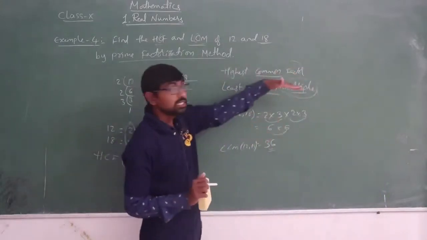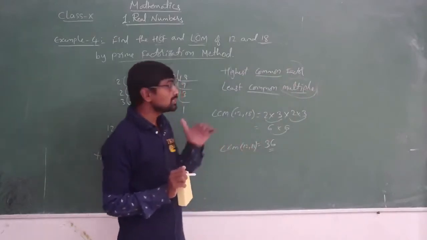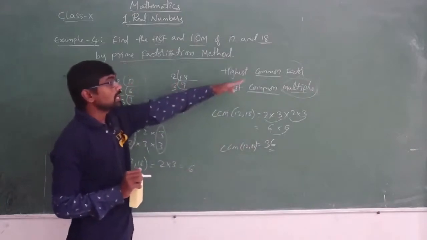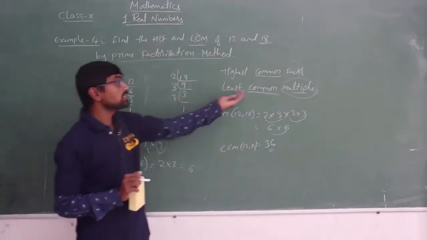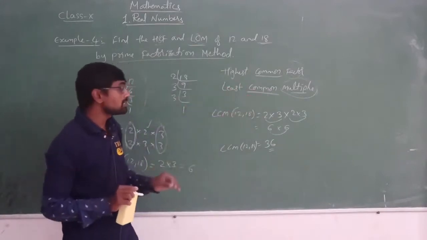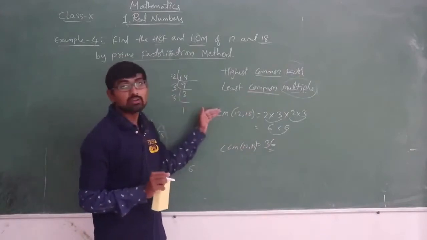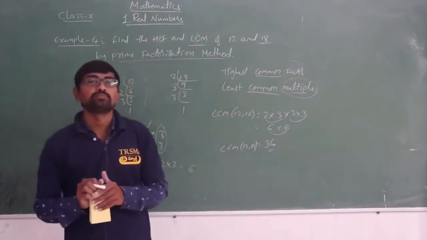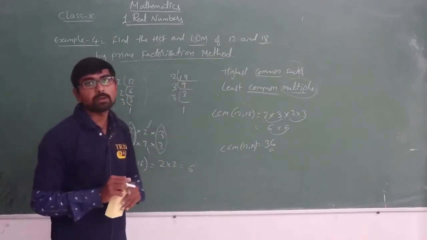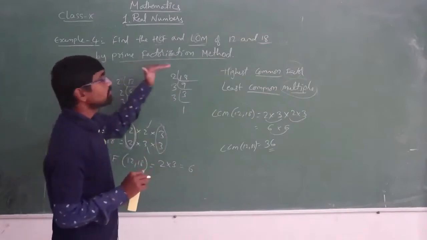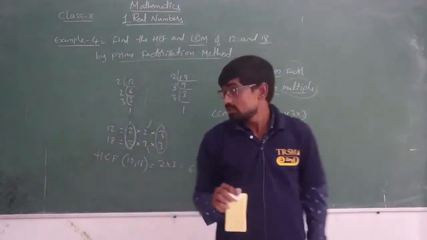Before also, when we wrote the multiples of 12 and 18, we got the same answer as 36, isn't it? So this is the difference between factor and multiple, and how we find the highest common factor and least common multiple. It means that 36 is the number which is the multiple of both 12 and 18. Understood? So this is how you find the highest common factor and least common multiple by using the prime factorization method.